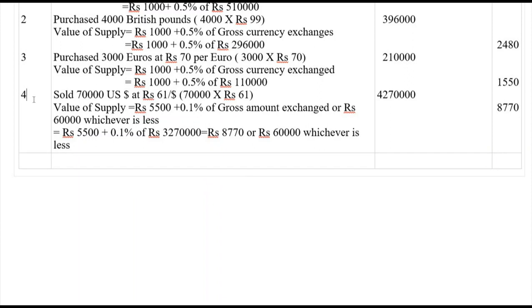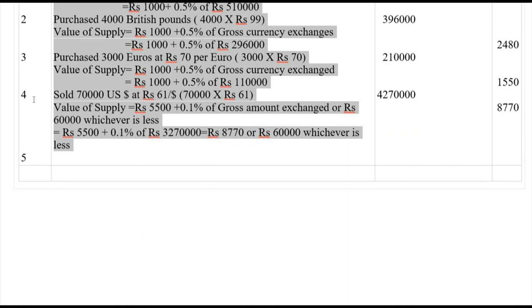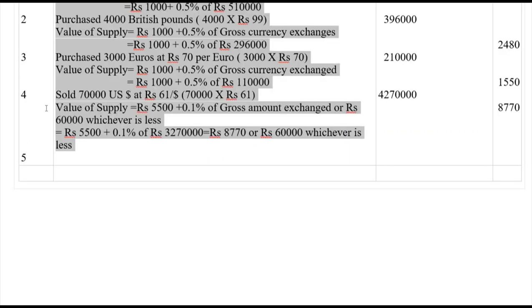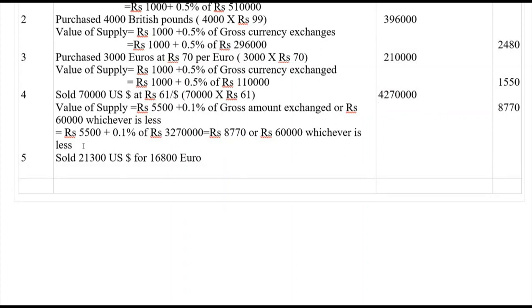Then the fifth one, sold 21,300 US dollars for 16,800 euros. Here, as there is no involvement of Indian currency, the value cannot be taken. So just put a dash here.